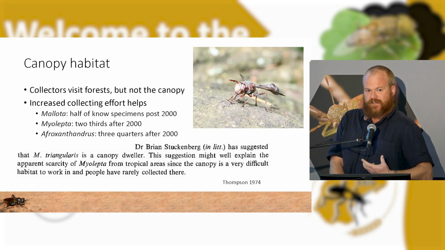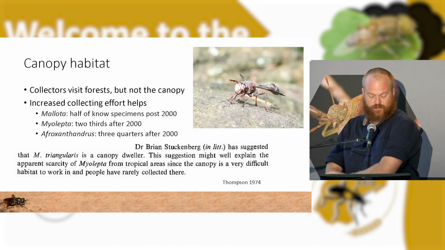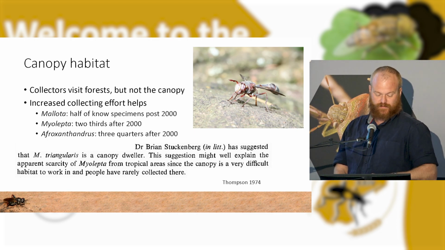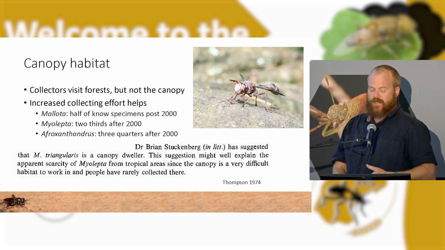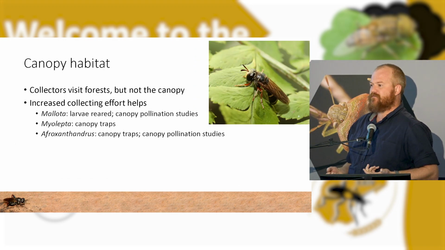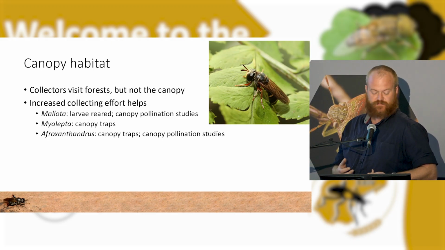But the idea that the canopy might be something important comes from quite a long time ago. Brian Stuckenberg was quoted in Chris Thompson's paper in 1974, suggesting that Myolepta might be occurring in the canopy. So how, since 1974 to 2000, did nothing happen, and since 2000 we've had a change? Well, the big shift has been in how we go out and sample and what we're doing with these specimens. We're collecting a lot more larvae, rearing them through, and we've managed to get a lot of Malota specimens and new species from that.